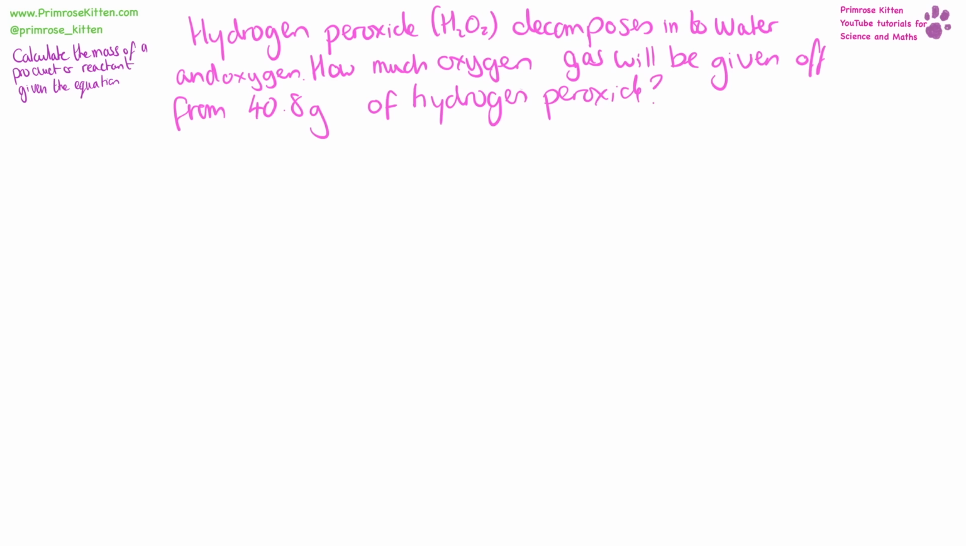This is an incredibly complicated question which combines a lot of skills. First of all, you have to work out the formula of things, work out the equation, balance the equation, and then finally work out the amount of hydrogen peroxide. We have hydrogen peroxide decomposing into water, H2O, and oxygen gas. Now we need to balance the equation.